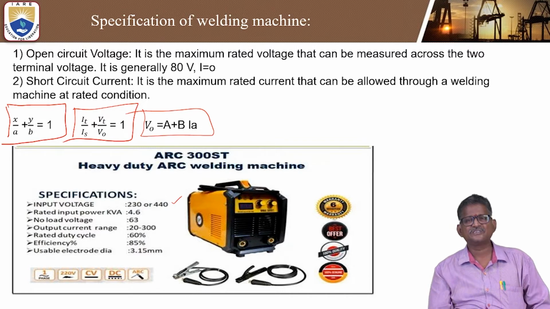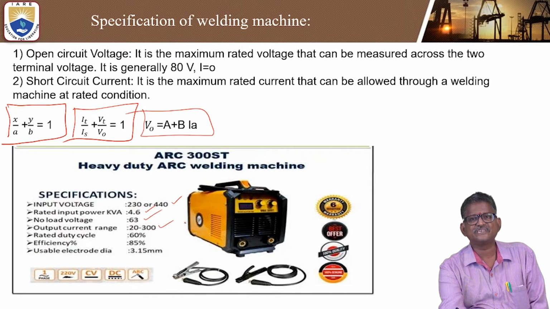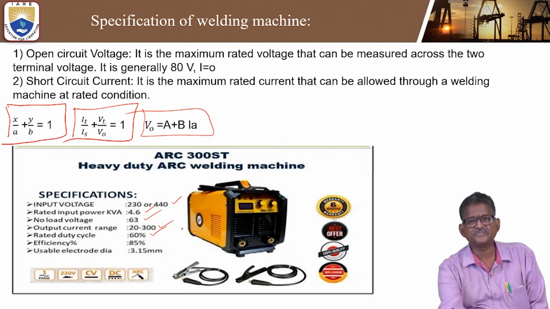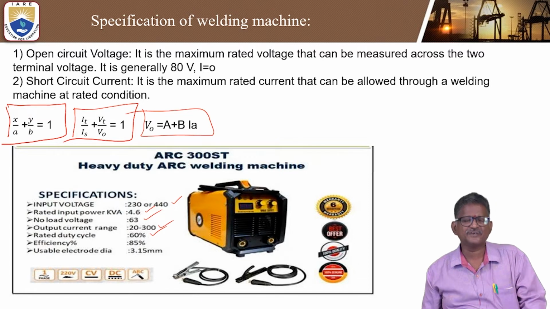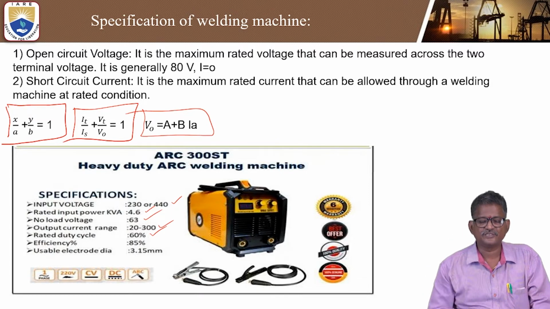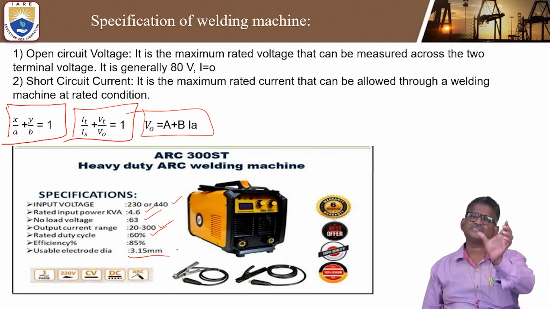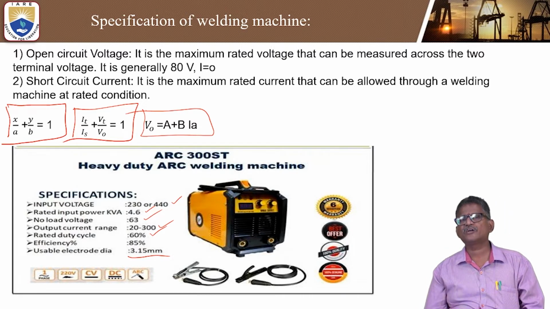Okay, 230 or 440 V, and the input power is 4.6 kVA, and the no-load voltage is 63 V, and the output current range is 20 to 300 amperes, and the rated duty cycle is 60%, and obviously 85% efficiency can be achieved with this welding machine, and the usable electrode diameter is approximately 3.15 mm. These are some of the technical specifications for an arc welding machine.